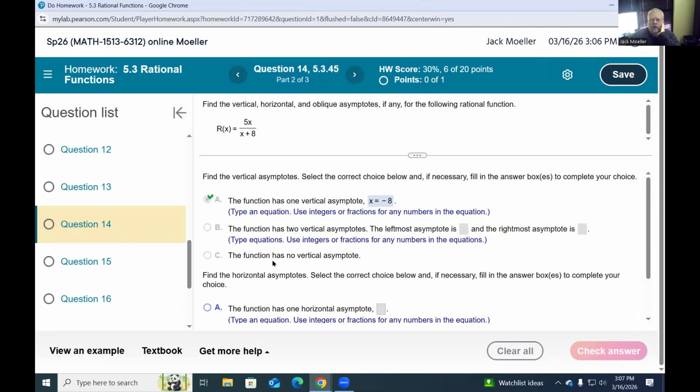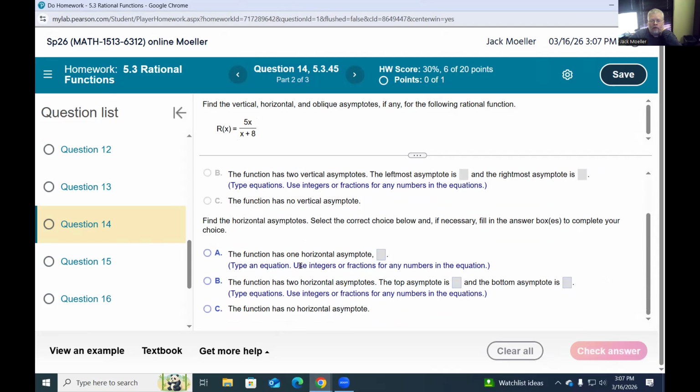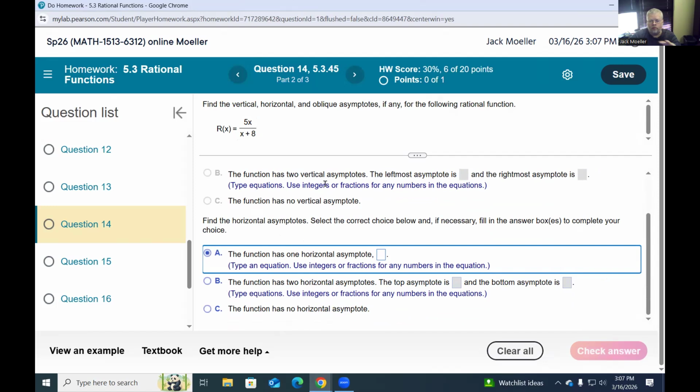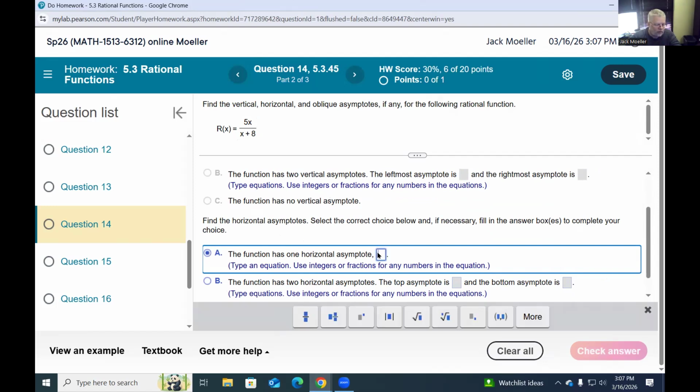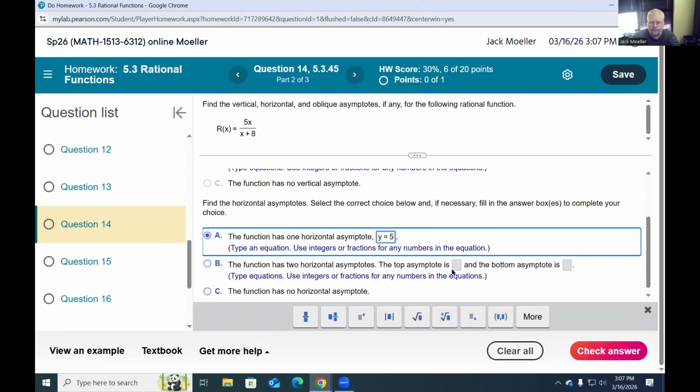All right, horizontal asymptote. Okay, so let's compare the degrees. Degree of the top is 1, degree of the bottom is 1. And so that's when we look at the coefficients. It's 5/1, so it's y equals 5. Don't ever pick B for 2 horizontal asymptotes. There's never going to be 2 horizontal asymptotes. It's either 1 or none. And we said it's at y equals 5. And don't forget the y equals, because it is a horizontal line. So don't just put 5, because we need to know that it's y equals, not x equals.